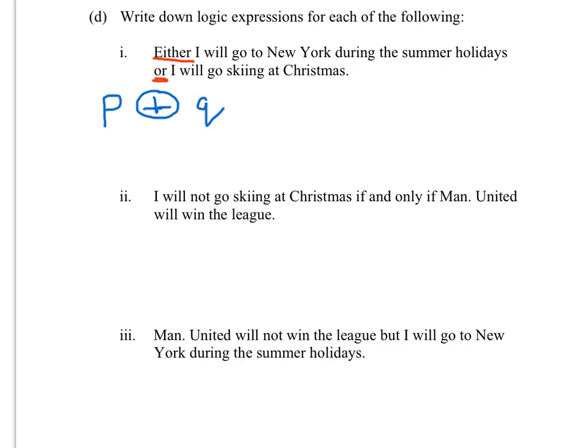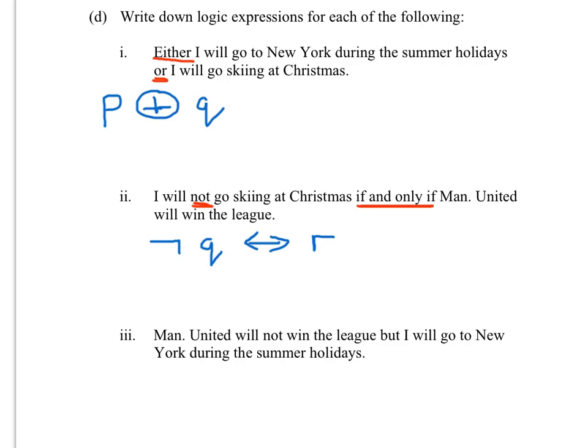Now for the next part, the sentence reads: I will not, so I'll highlight not, go skiing at Christmas if and only if Man United will win the league. Now the not symbol is this symbol here, which we introduced earlier. And the if and only if symbol is this symbol here, which again I introduced earlier. So it says, I will not go skiing at Christmas. I will go skiing at Christmas is proposition Q. So it's going to be not Q. If and only if Man United will win the league is proposition R.